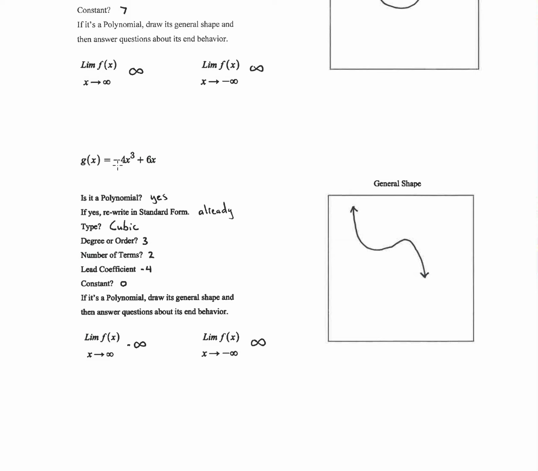The lead coefficient is a negative 4, and we know that a negative cubic function has this general shape. There's not always 2 humps because it might just slide down nice and smooth. And that's where these other terms end up affecting the size of the humps and so on. The constant is 0, so the y-intercept would be 0. You can see if you plugged in 0, you'd get 0.